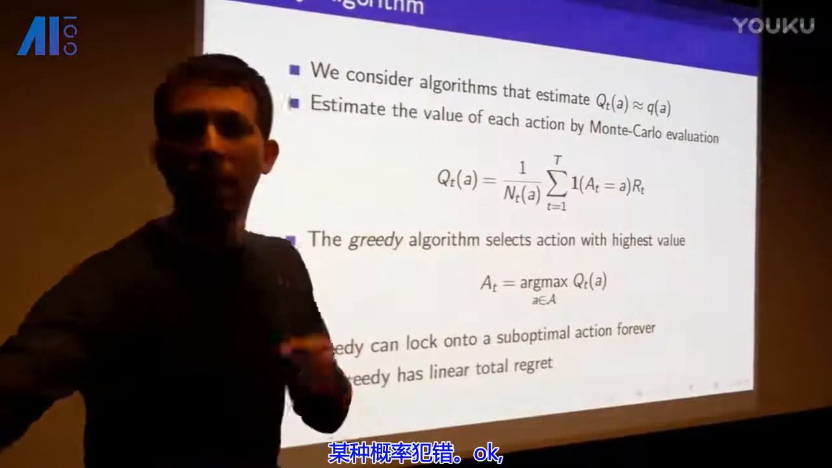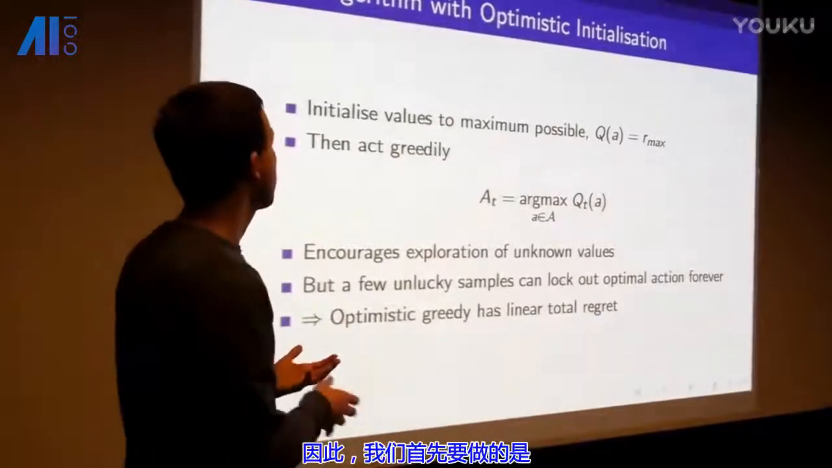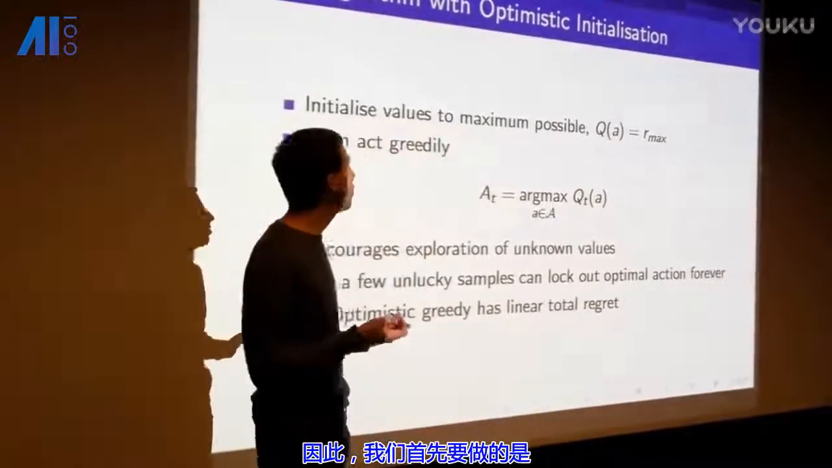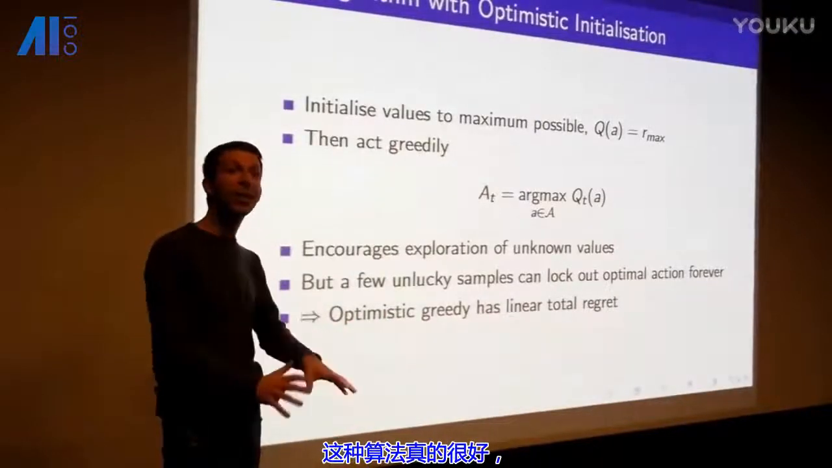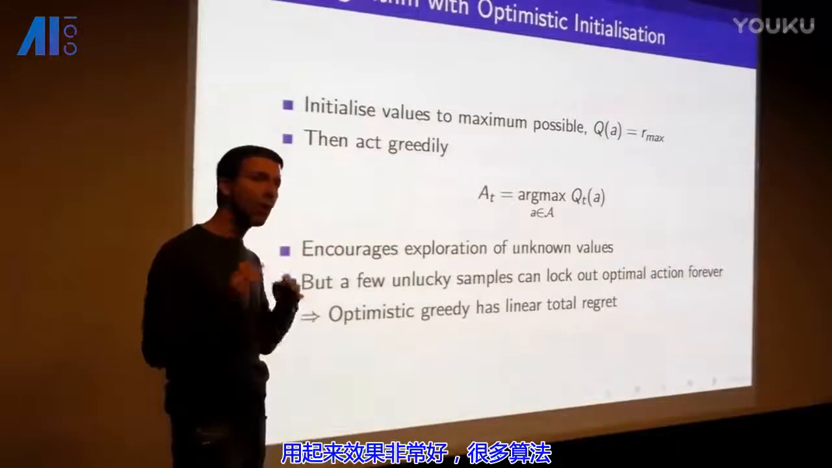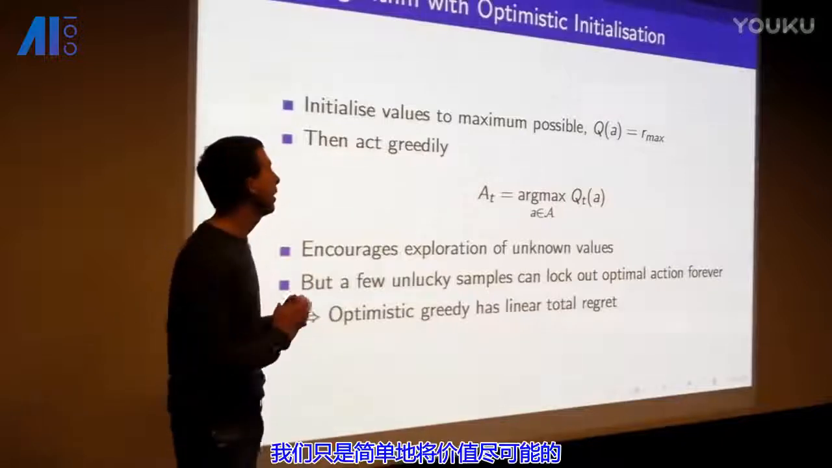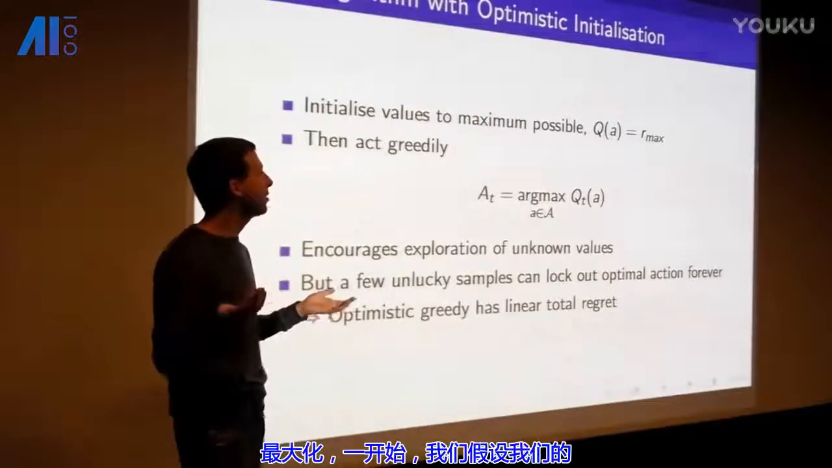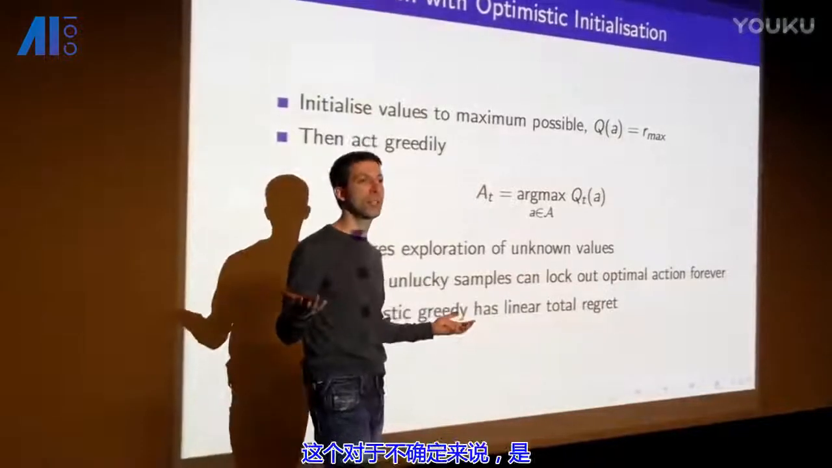Okay? So what happens if we try and be clever? So the first idea to be clever is to use optimistic initialization. This is a really well-known algorithm, and actually, this is a really good idea. So I don't want to give the impression this is a bad idea. This works quite well in practice. There are lots of applications where it's quite hard to beat this. And the idea is just to initialize the values to their maximum possible. So we start off by assuming the best about all of our actions.